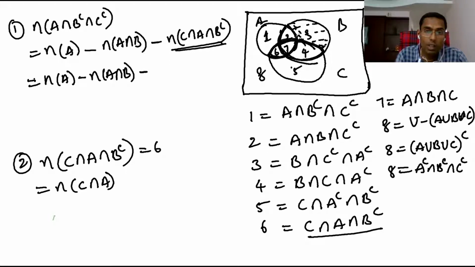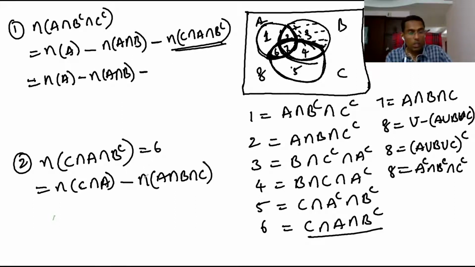6 and 7. You see A and C together is 6 and 7. This whole set is A, this whole set is C. 6 and 7 means A intersection C, or C intersection A. Now from 6 and 7, I should remove 7. 7 is A intersection B intersection C. Hope you understand this one.